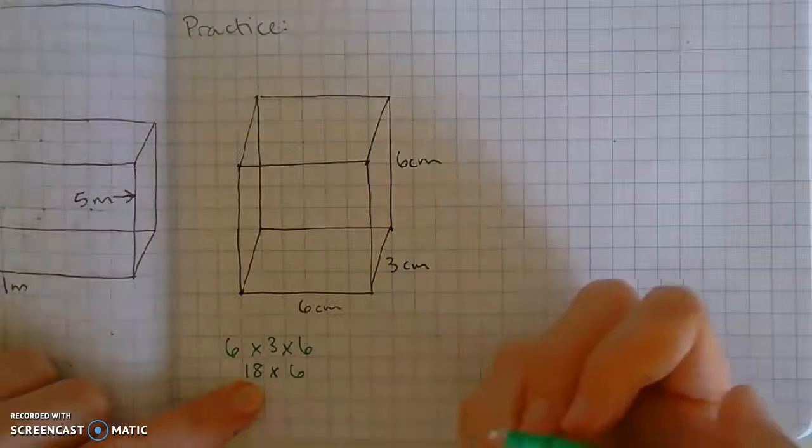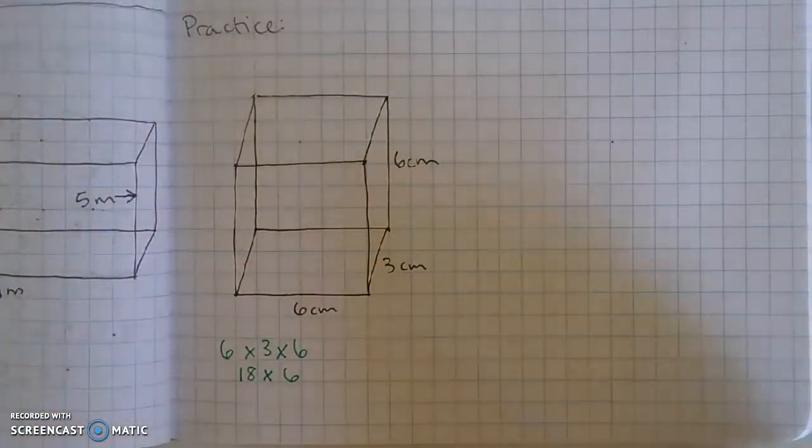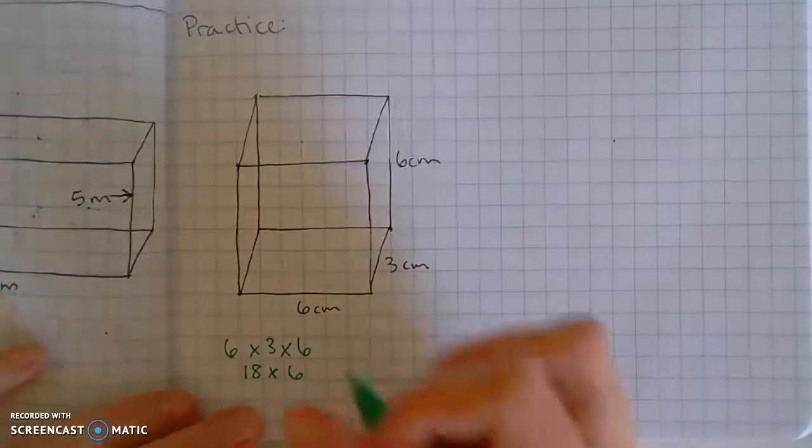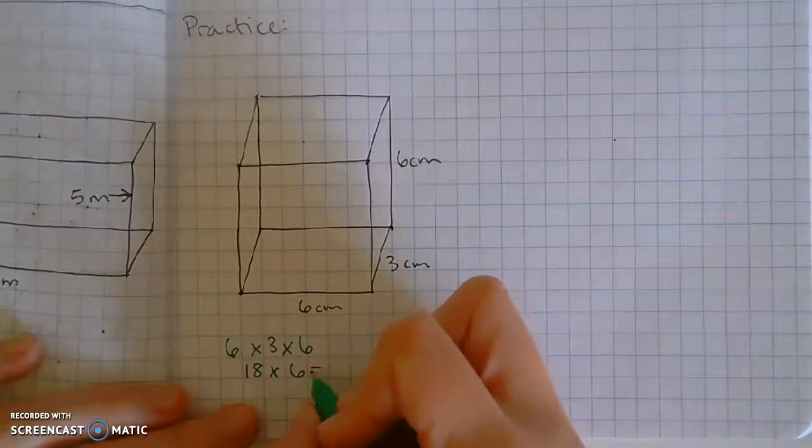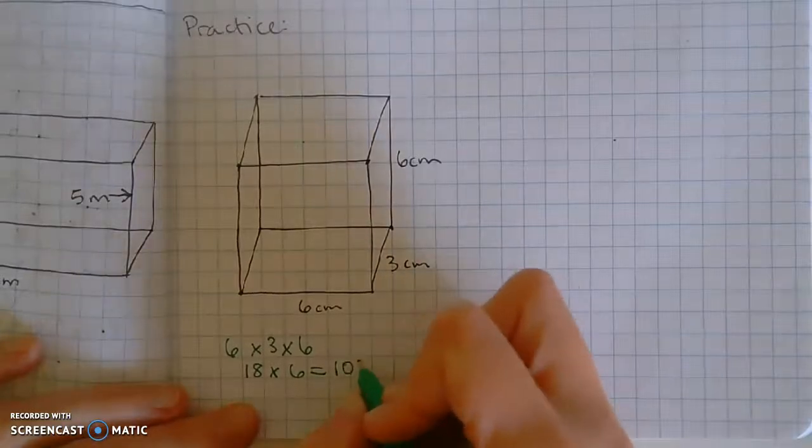And here's where you can have a calculator. I don't expect you to do this in your head. I had to do this on a calculator beforehand. So 18 times 6 is 108.